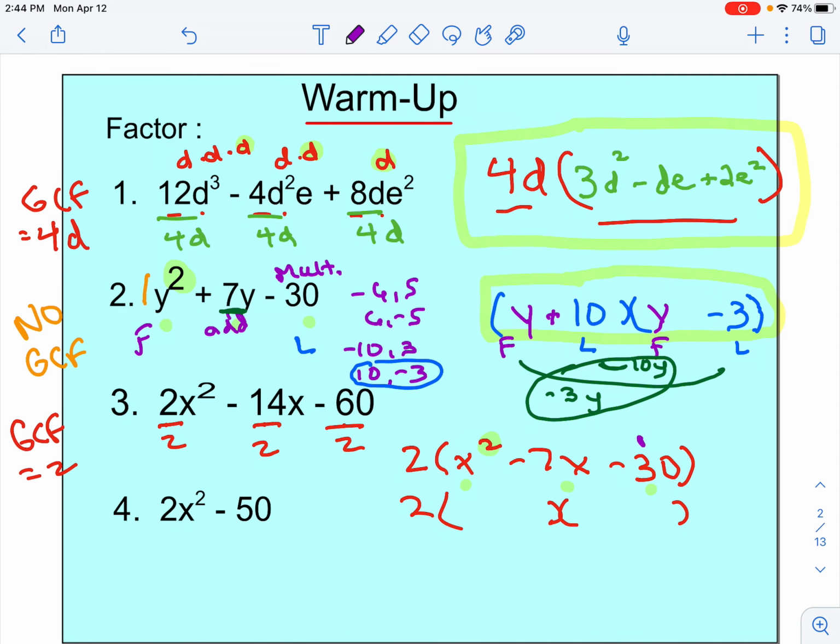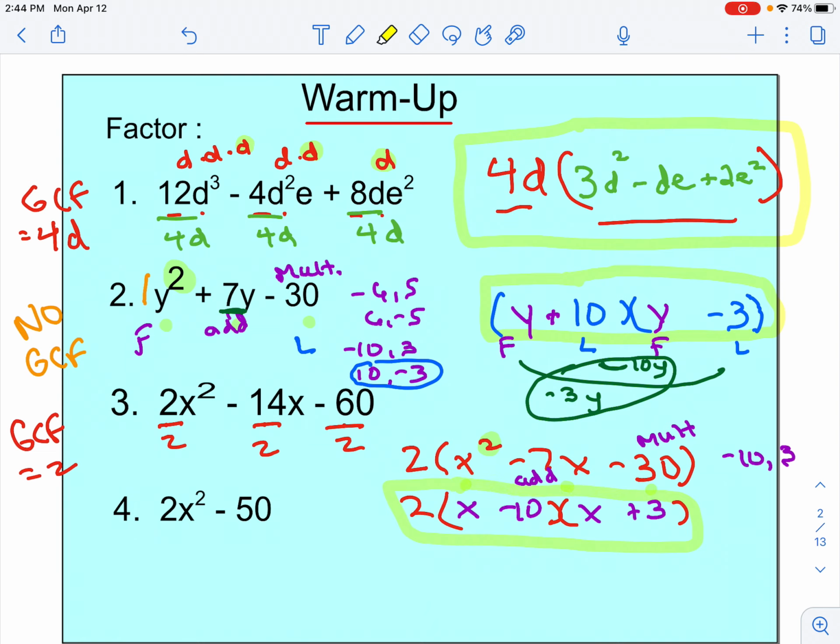So can you think of 2 numbers that multiply to negative 30 that instead add up to negative 7? Well, that would be the opposite combination of negative 10 and 3. So I put in the negative 10, I put in the plus 3, and I put in my variables with it. And so now this expression is completely factored.